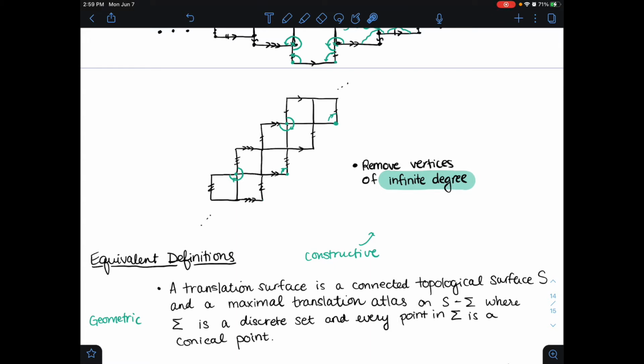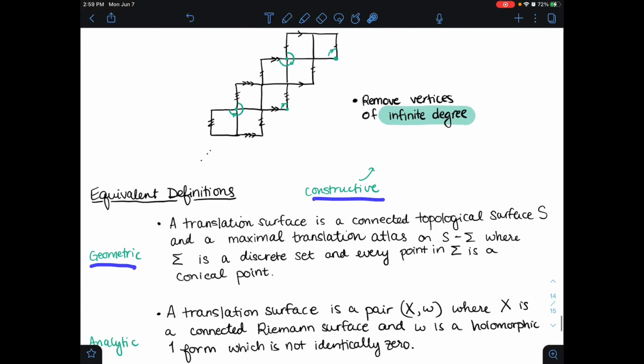So you can even figure out from our constructive definition that we saw earlier with the polygons glued together how you would create this maximal atlas on S minus sigma. You could start out by creating charts that are roughly based on the polygons. And then the transition maps would be the translations that we use to glue the polygons together.